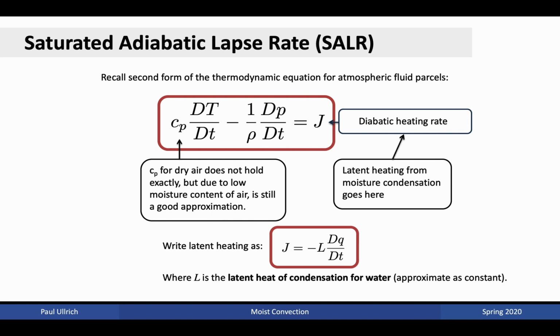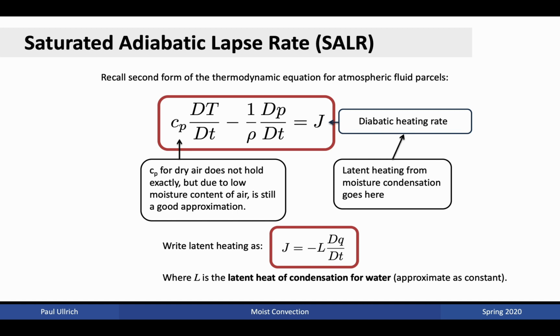Okay, note again that the Cp here for dry air does not hold exactly, but because of the low moisture content in the air, it is still a good approximation. The latent heating from the moisture condensation again plugs into the right-hand side for the diabatic heating rate. The amount of energy released through condensation is encapsulated through a concept known as latent heating from condensation.